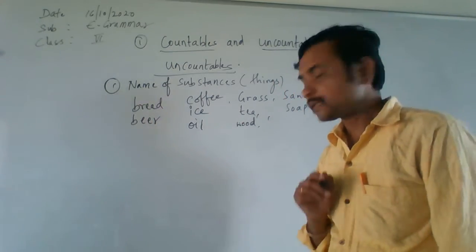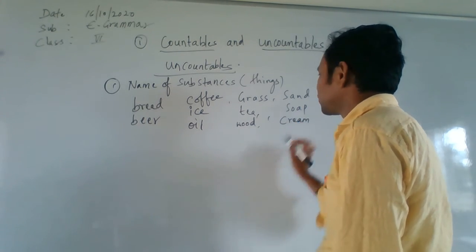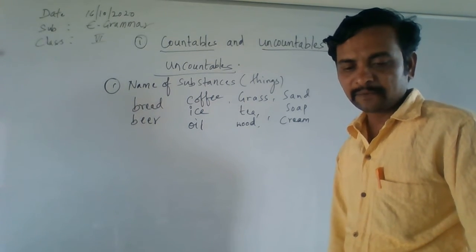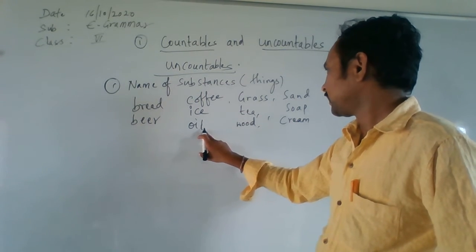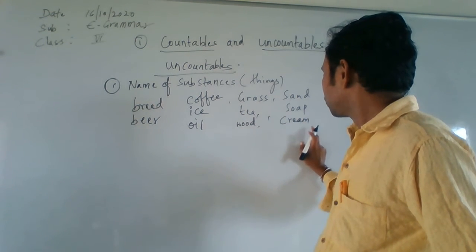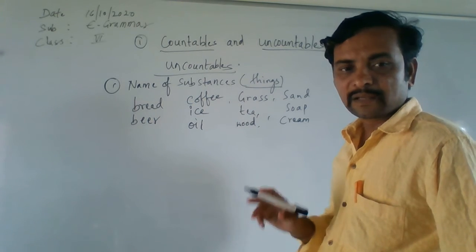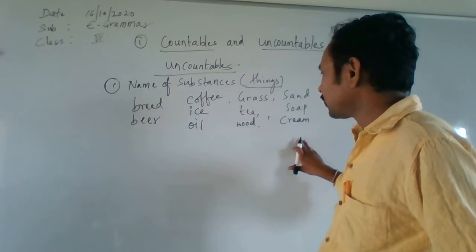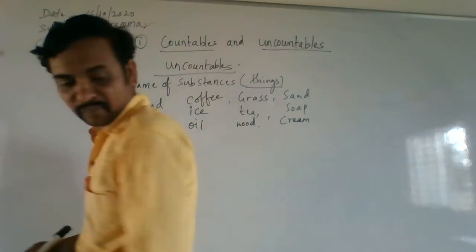Just look at those examples. All those examples we can't count. All these are things, isn't it? Bread, one thing. Beer, another thing. Coffee, ice cream, oil, grass, tea, wood, sand, soap, cream. These are things. These are uncountable nouns. These are uncountable things. Okay.